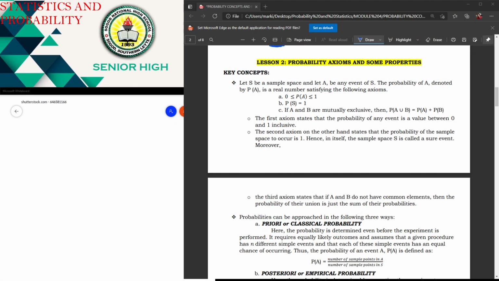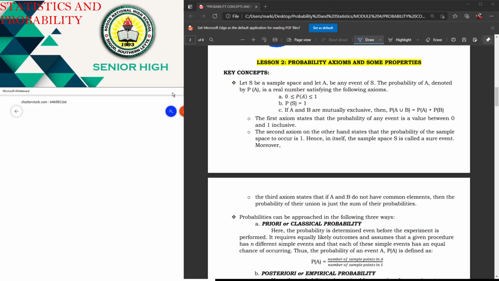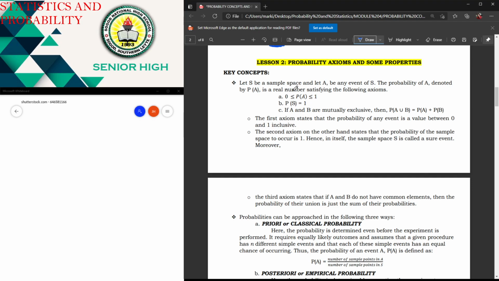So this video is about lesson 2, probability axioms and some properties. In lesson 1 we already talked about the operations of sets. We have the union, the intersection, and the complement. Okay, so this time we're going to have the key concepts.